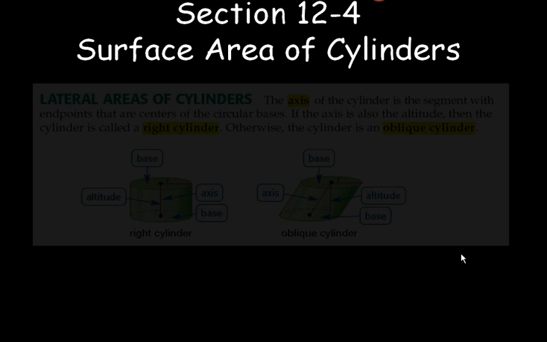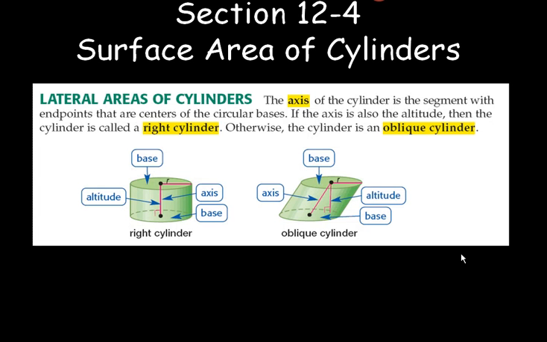Okay, next section, we're going to be focusing on cylinders here. Lateral areas of cylinders. The axis of a cylinder is the segment with endpoints that are centers of the circular bases. If the axis is also an altitude, then the cylinder is called a right cylinder, otherwise it's an oblique cylinder. So we have a right cylinder.